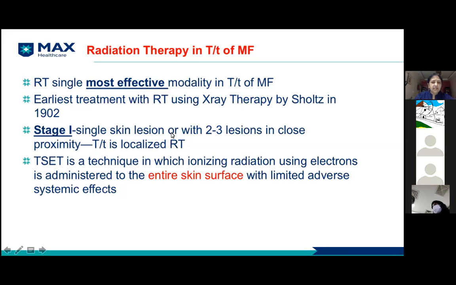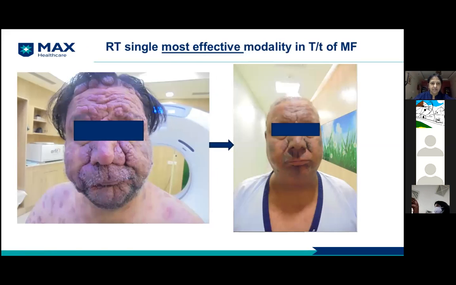If your patient has early disease, you may give just a patch treatment. While TSET is a specialized technique where we are giving electrons to the entire skin surface with limited adverse systemic side effects. So these are two pictures. This is the patient at presentation. You can see these thick lesions, and this is the same patient midway through his treatment. So I am sure you must also be having the same conviction now as I am having. Radiation therapy works well for these patients.